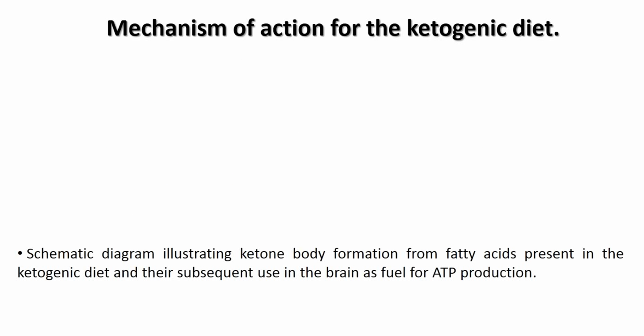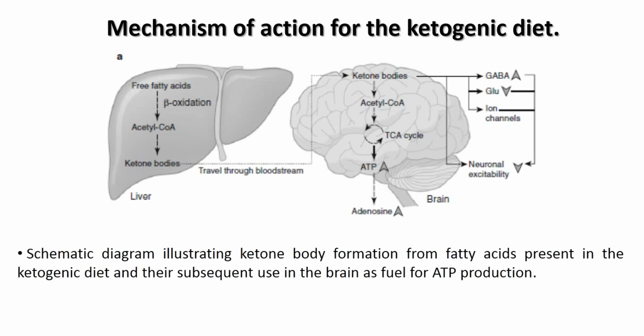What is the mechanism of action of the ketogenic diet? Free fatty acids undergo beta oxidation to acetyl CoA. Acetyl CoA produces ketone bodies. Ketone bodies travel through the bloodstream from the liver to the brain. In the brain, ketone bodies are converted to acetyl coenzyme A. It enters the TCA cycle. It will increase ATP and it will also increase adenosine.